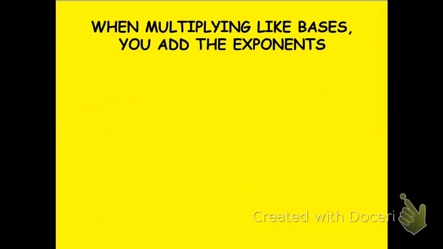Now the first property that we want to go over is multiplying exponents. When multiplying like bases, you add the exponents. The example we have right here is a to the n times a to the m. What you want to do is take n and m and add those two together.